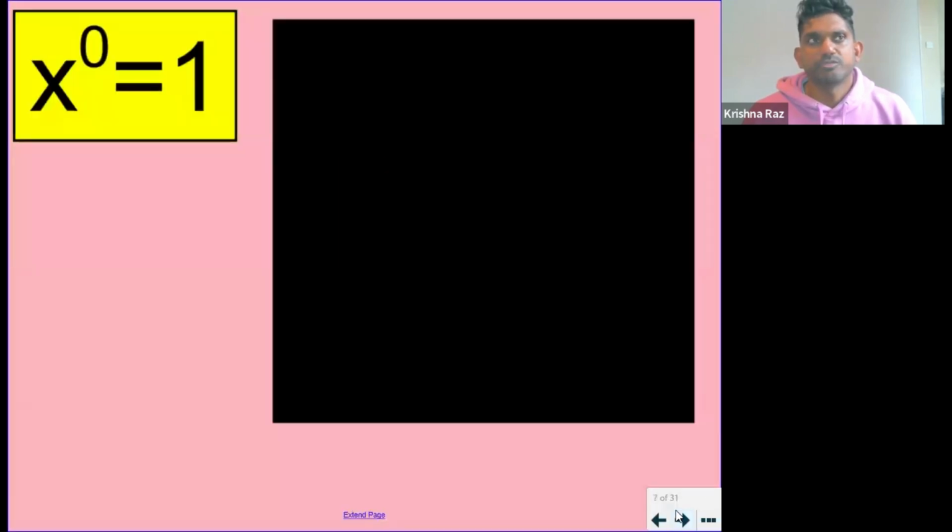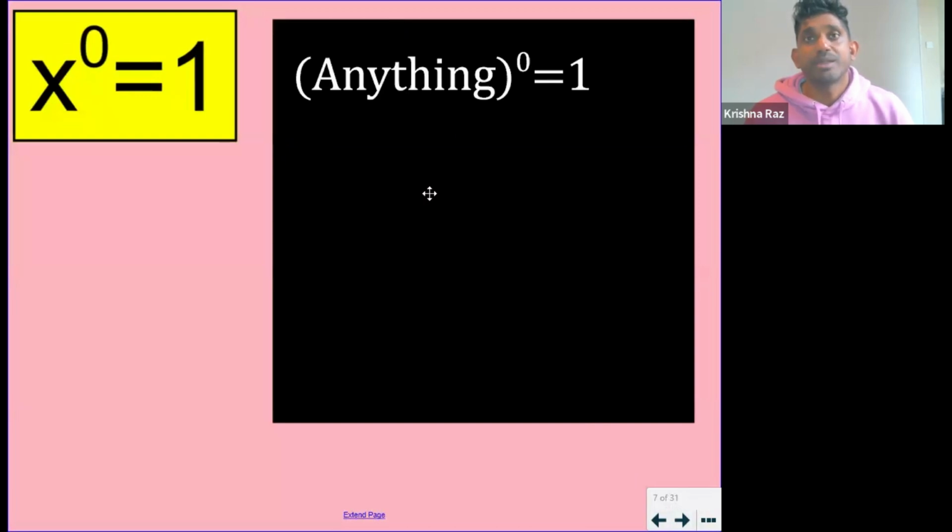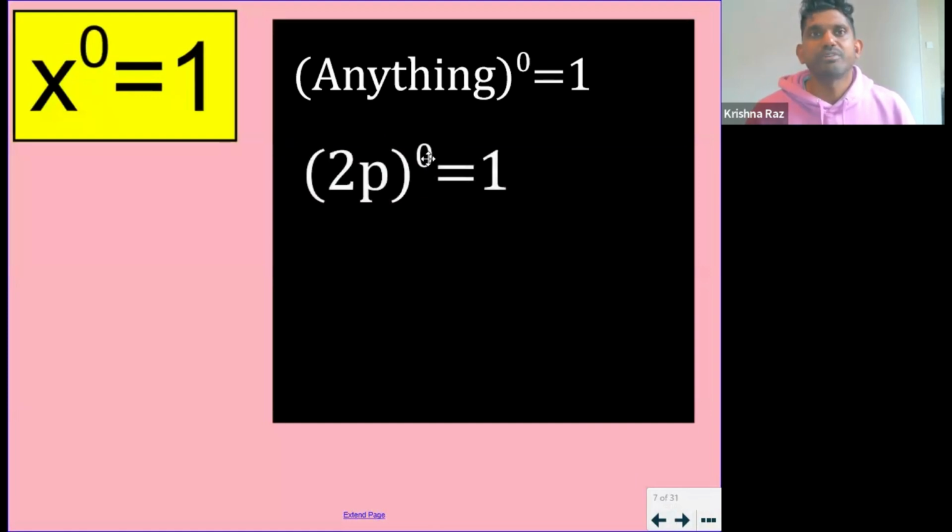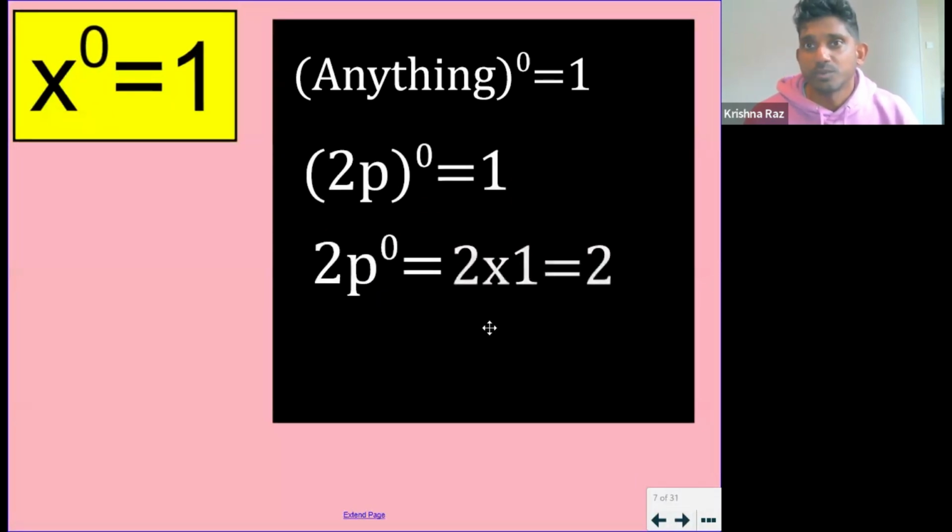Tip number 3, anything to the power of 0 is 1. Well, in recent years examiners have loved just mixing this up. So remember, anything to the power of 0 is 1. So whatever's in the bracket, in this case 2p, that will be equal to 1. But they might throw a curveball and do this. Well, this would be equal to what? Exactly, 2 times 1. So we would get 2.